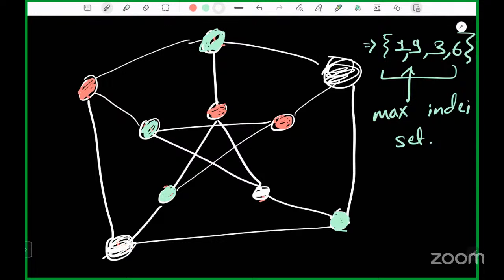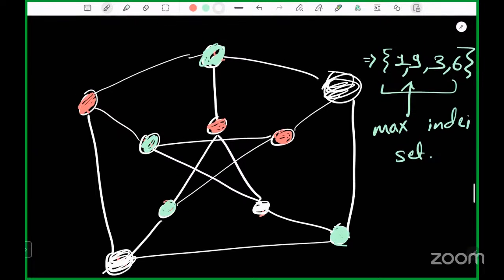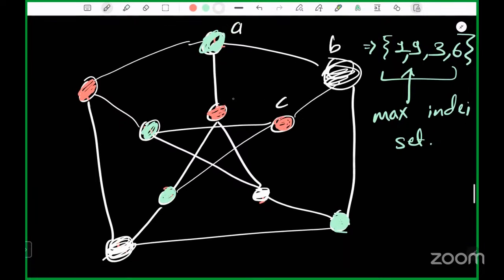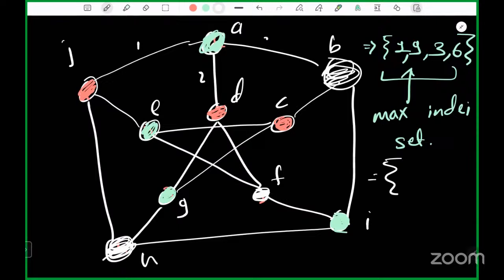Now what about vertex cover? So let's see about vertex cover. What is the minimum vertex cover here? So here every vertex has degree 3, right? So here you can use this logic also. Each and every vertex is of degree 3. And what is the number of edges here? So 1, 2, 3, 4, 5, 6, 7, 8, 9, 10, 11 edges are there? No, 12 edges are there.